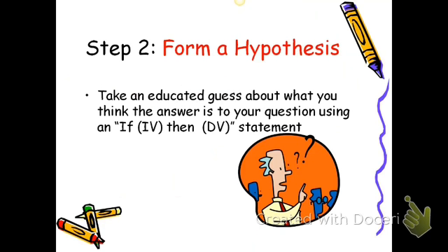The second step is that a scientist will form a hypothesis. A hypothesis is an educated guess that can be tested. It's different from a prediction because a prediction is just an educated guess. You can predict the weather, but you can't make a hypothesis about the weather. A hypothesis is an educated guess that can be tested, and it's always written as an if-then statement, and we'll talk more about that in a few minutes.